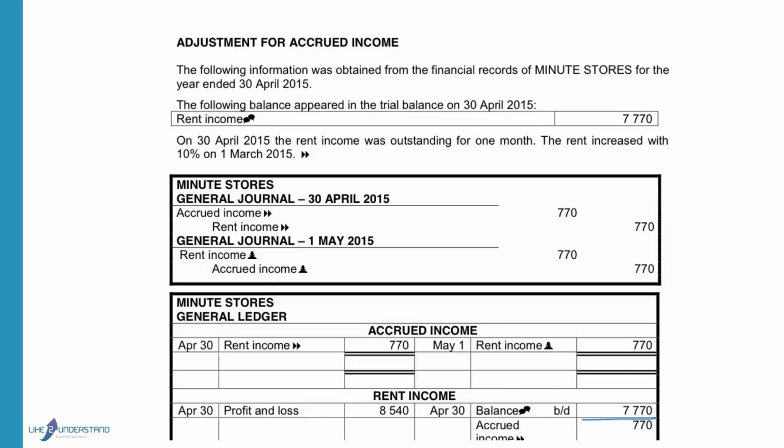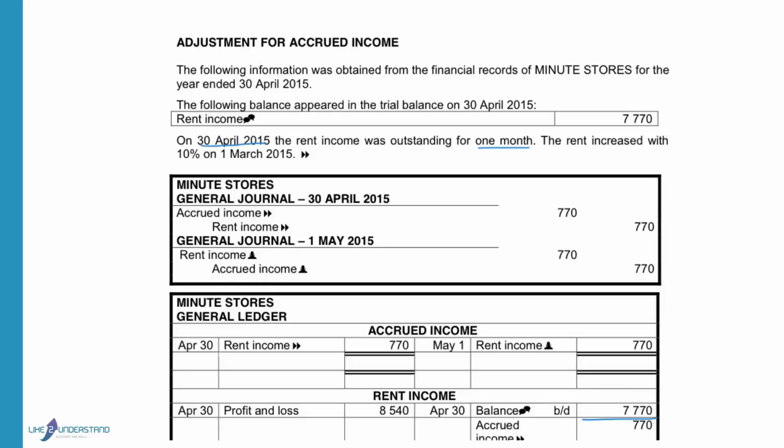At the end of the financial year, we have to determine if this 7,770 was all the money that we were supposed to get for this current financial year. Then additional information is given, and they say on 30 April, that is the last day of the financial year, the rent income was outstanding for 1 month. So we only received rent for 11 months.